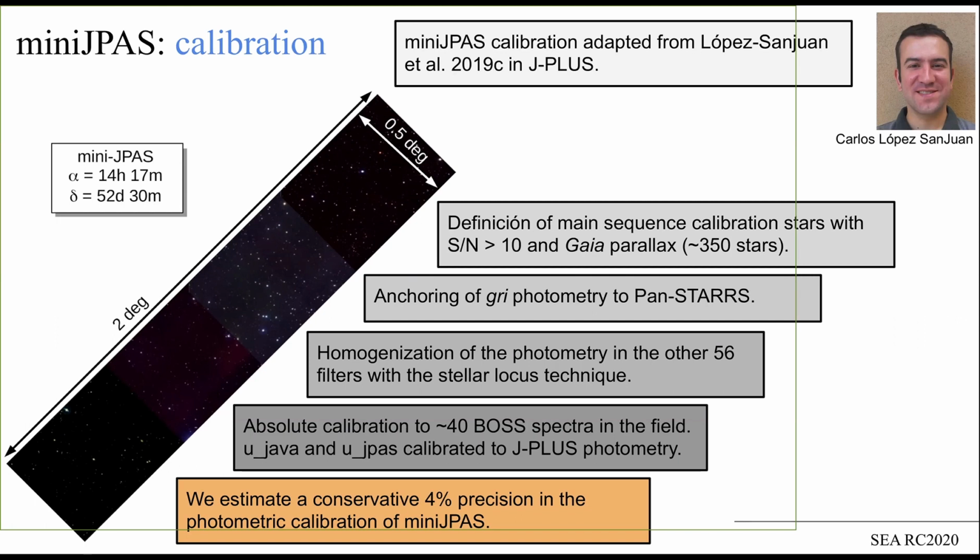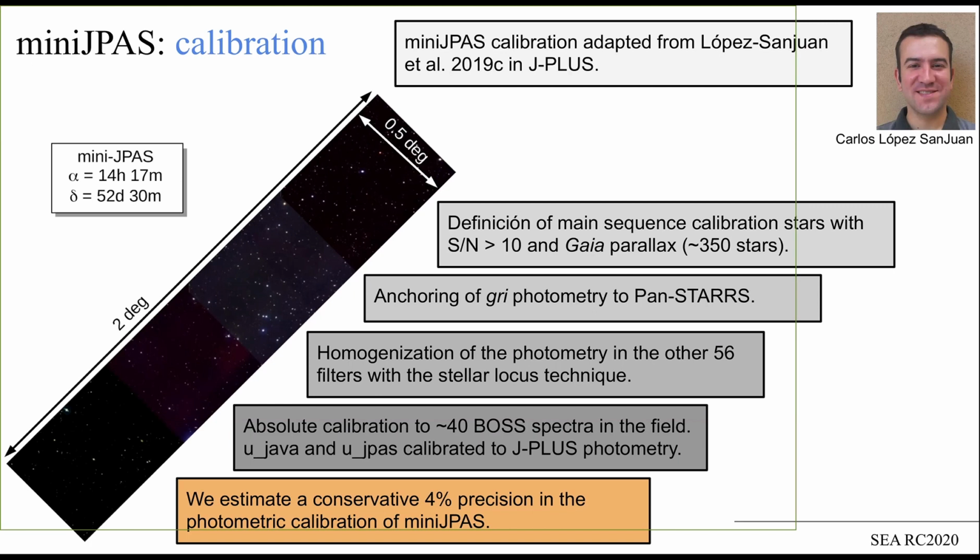Then we anchor the photometry to Pan-STARRS in the broadbands G, R, and I. Because we have G, R, and I photometry already calibrated, we can create color diagrams with these 3 bands and a narrow band for which we don't know the zero point. In this color diagram, the only free parameter is the zero point of the narrow band. So with the stellar locus, we can homogenize the photometry in the 4 pointings, and then we anchor the absolute calibration to 40 BOSS spectra that are in the field.